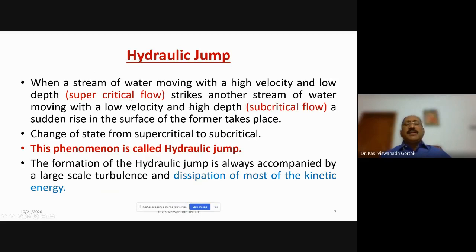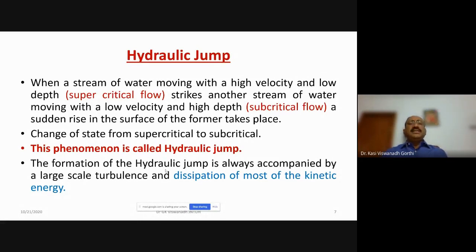When a stream of water moving with a high velocity and low depth, that is a supercritical flow, strikes another stream of water moving with low velocity and high depth, subcritical, then there will be a sudden rise in the surface of the former. So there will be a change of state from supercritical to subcritical. This phenomenon is called a hydraulic jump. The formation of the hydraulic jump is always accompanied by large scale turbulence and dissipation of most of the kinetic energy.